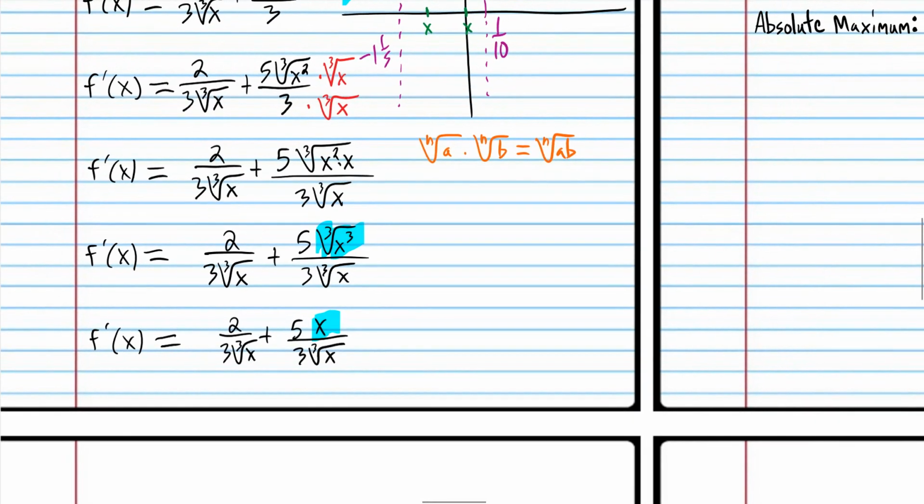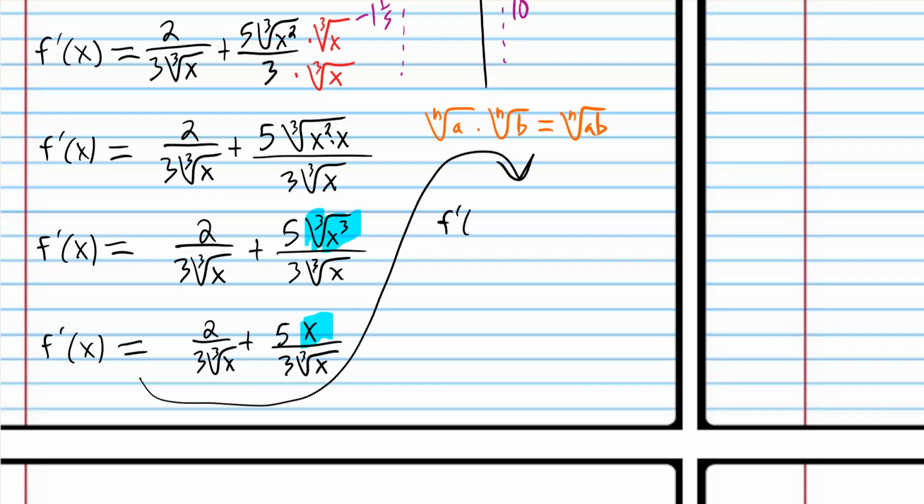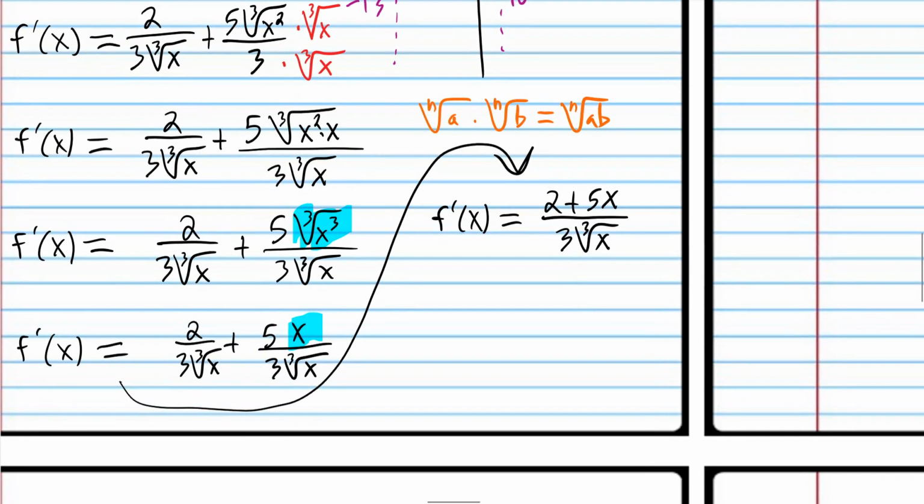Okay, and we have a common denominator, so we can combine those terms. And so now we have 2 plus 5x over 3 times the cube root of x. Now this is the derivative in a form that really helps us to understand where the critical numbers are. We want to know what makes the derivative 0. That's what makes the numerator 0. And we want to know what makes the derivative undefined. That's what makes the denominator 0.